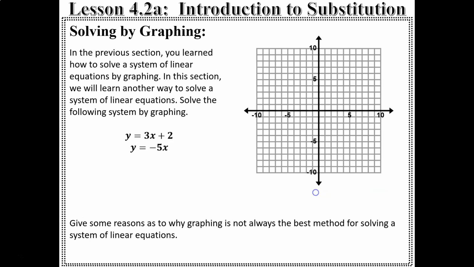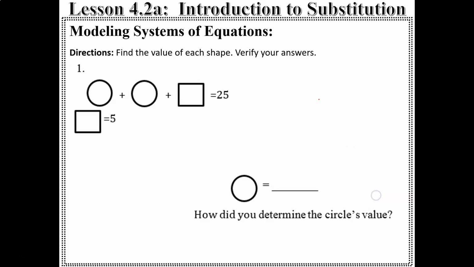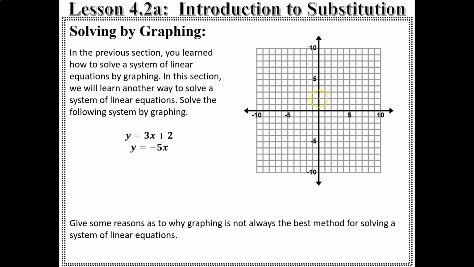All right, so we're going to try to solve this one by graphing. That's what we learned last week. These are both in slope-intercept form, so let's go ahead and graph these. I'm going to start at 2 for the first one, and the slope is 3 over 1. So I'm going to go up 3 over 1, and then do the opposite on the other side of the initial value.